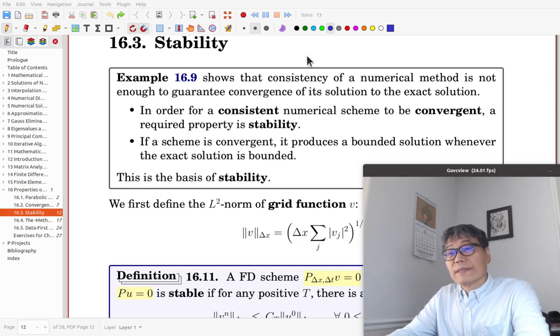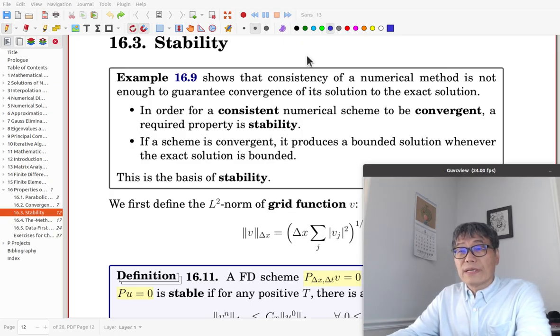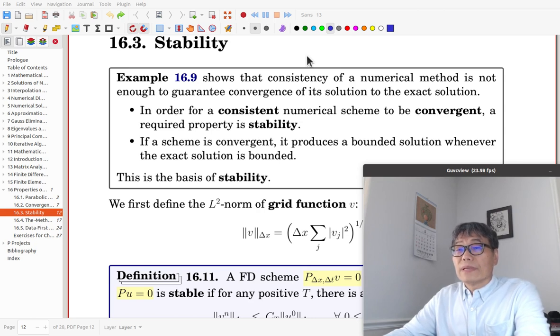In this section, we'll study stability of numerical methods. Earlier in an example, we saw that consistency of a numerical method is not enough to guarantee convergence of its solution to the exact solution. Convergence is the key property for numerical methods to have. In order for a consistent numerical scheme to be convergent, a required property is stability.